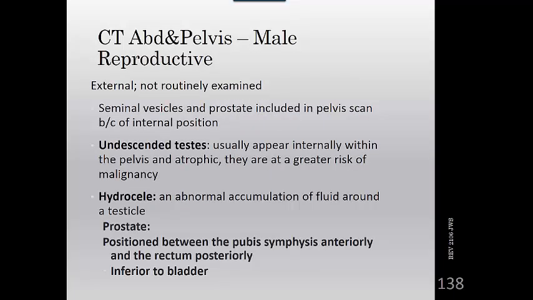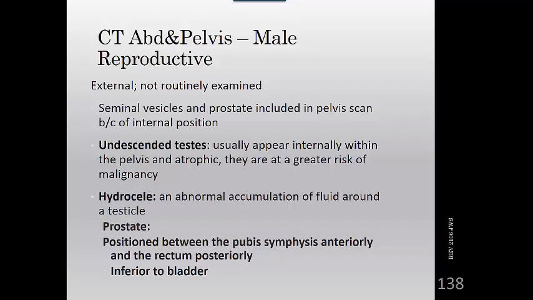Male reproductive organs are not commonly imaged by CT because they're external and mostly located below the pelvic floor. However, the internal location of the prostate gland and the seminal vesicles allows for their visualization during a routine examination of the male pelvis. So the male reproductive organs are external and not routinely examined, but the seminal vesicles and the prostate are included in the pelvis scans because of their internal position.